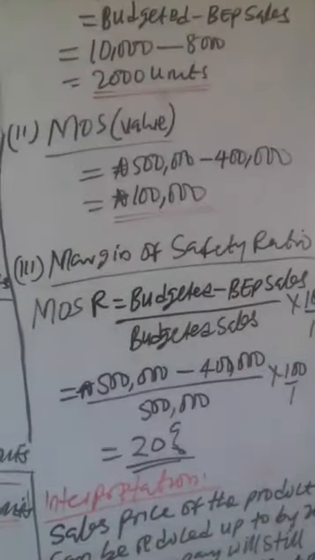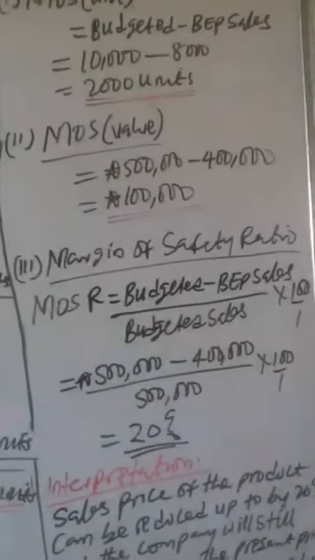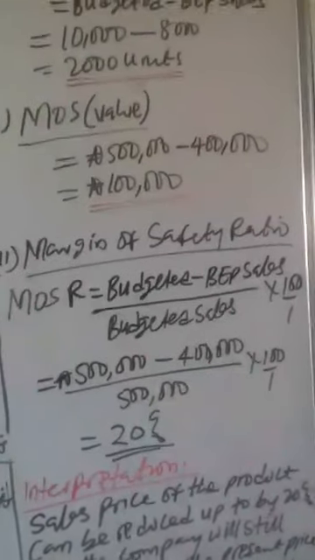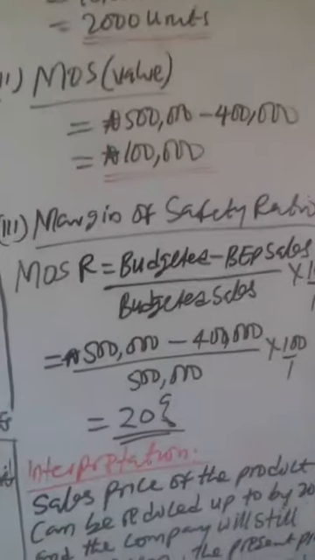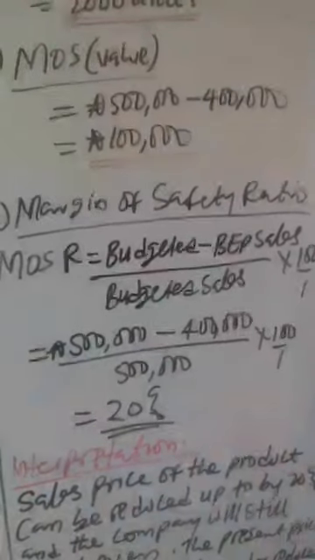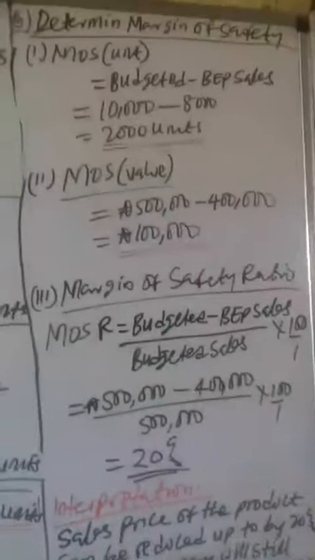Then what is margin of safety ratio? Margin of safety ratio is budgeted sales minus break-even sales, all over budgeted sales, times 100%. You can use either the unit part or the value part. So I have used the value part. I have 20%. Are we good to go?